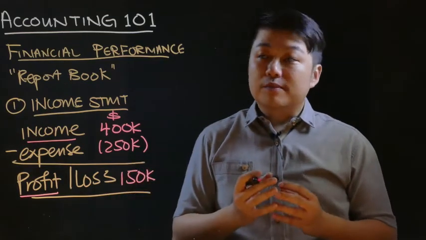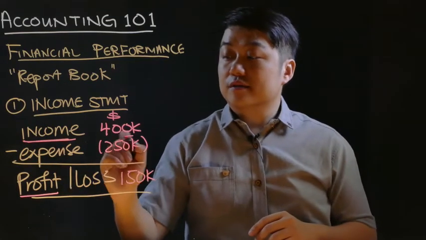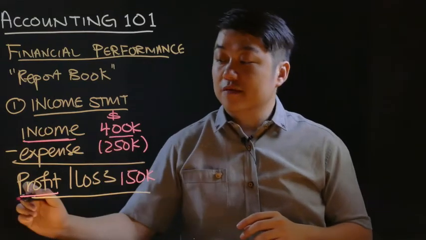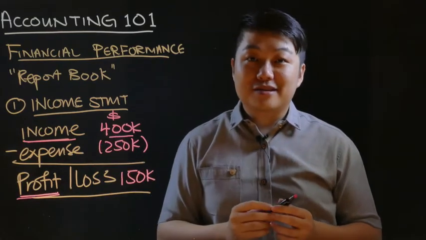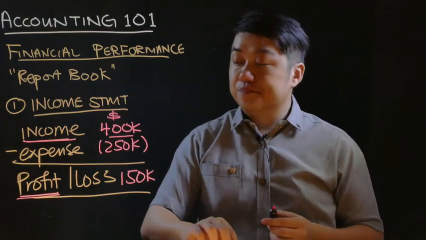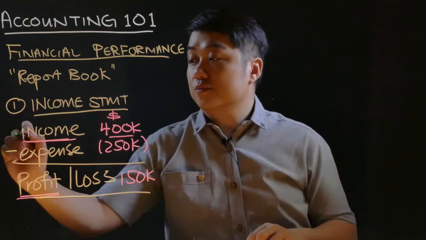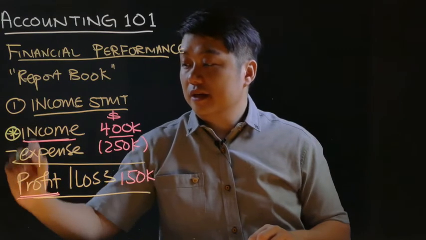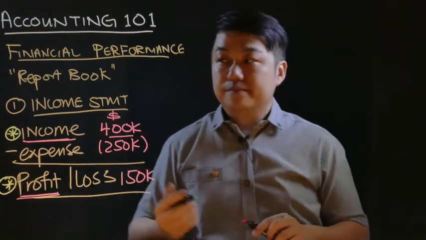So when I talk about income, I'm talking about the 400,000, and I'm not talking about profit. This is the main thing that you need to understand when we look at the income statement of a business, to be able to differentiate between income and profit.